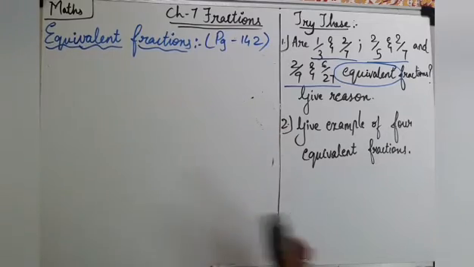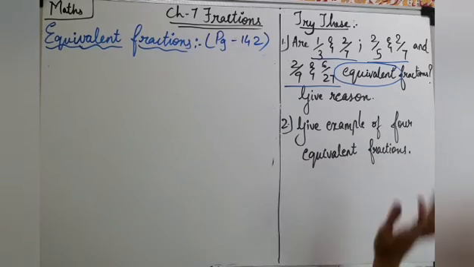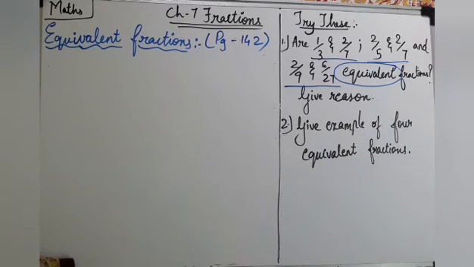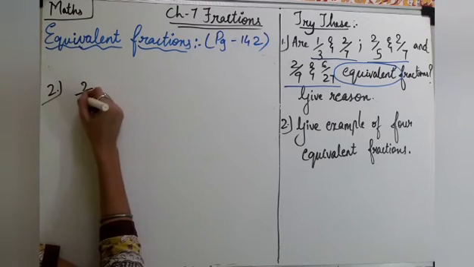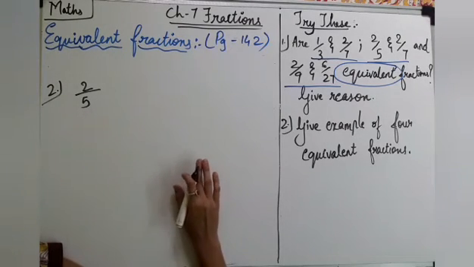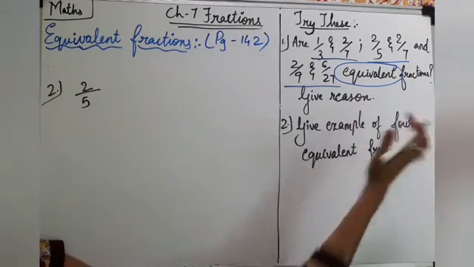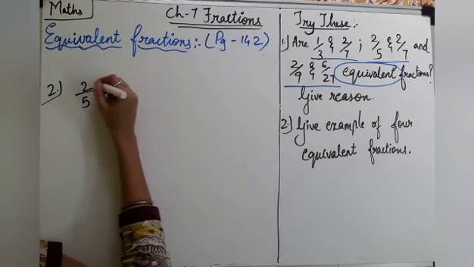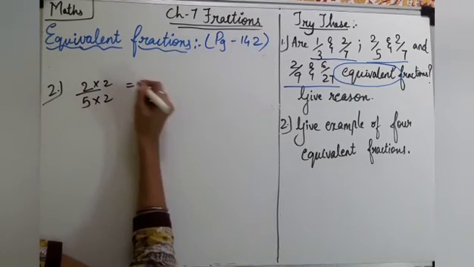Of Try These, the second question is give examples of 4 equivalent fractions. As we have found equivalent fractions of 1 upon 2, that way only we can take any kind of fraction. We'll take whatever you want to take. I am taking 2 upon 5 because we have done 1 digit more now. So I am taking 2 upon 5. So I have to find 4 equivalent fractions. First we'll multiply by 2, numerator and denominator with the same number.